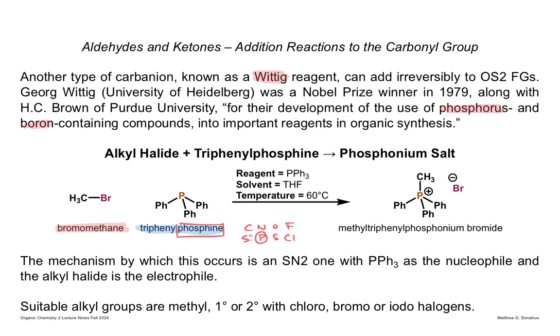Phosphorus is below nitrogen. So nitrogens are amines, phosphorus are phosphines. Triphenylphosphine has a lone pair of electrons, just like nitrogen has a lone pair. So that's a nucleophile. The bromomethane is an electrophile, so the carbon gets attacked. The bromine leaves. And then you form this salt where phosphorus is plus, Br is minus.